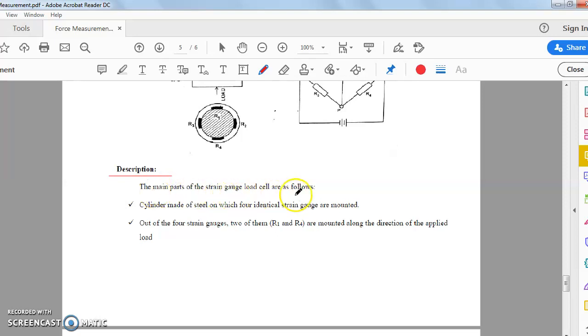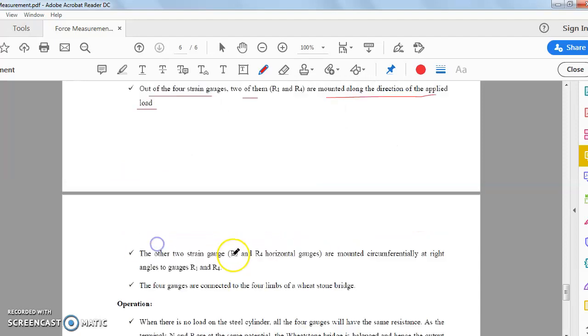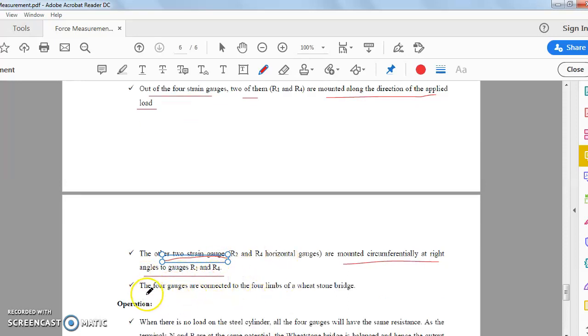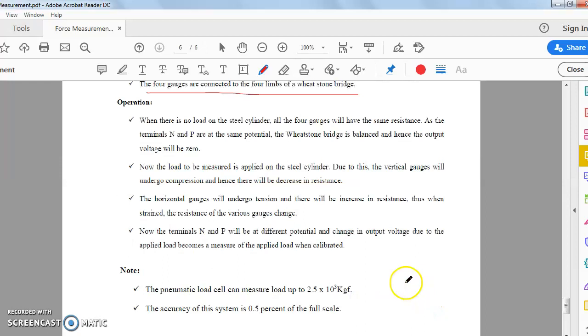The main parts of the strain gauge load cell are a cylinder made of steel, on which 4 identical strain gauges are mounted. Out of the 4 strain gauges, 2 (R1 and R4) are mounted along the direction of the applied force, and the other 2, R2 and R3, horizontal gauges, are mounted circumferentially at right angles to R1 and R4. That is good, very easy. The 4 gauges are connected in the 4 arms of the Wheatstone bridge.